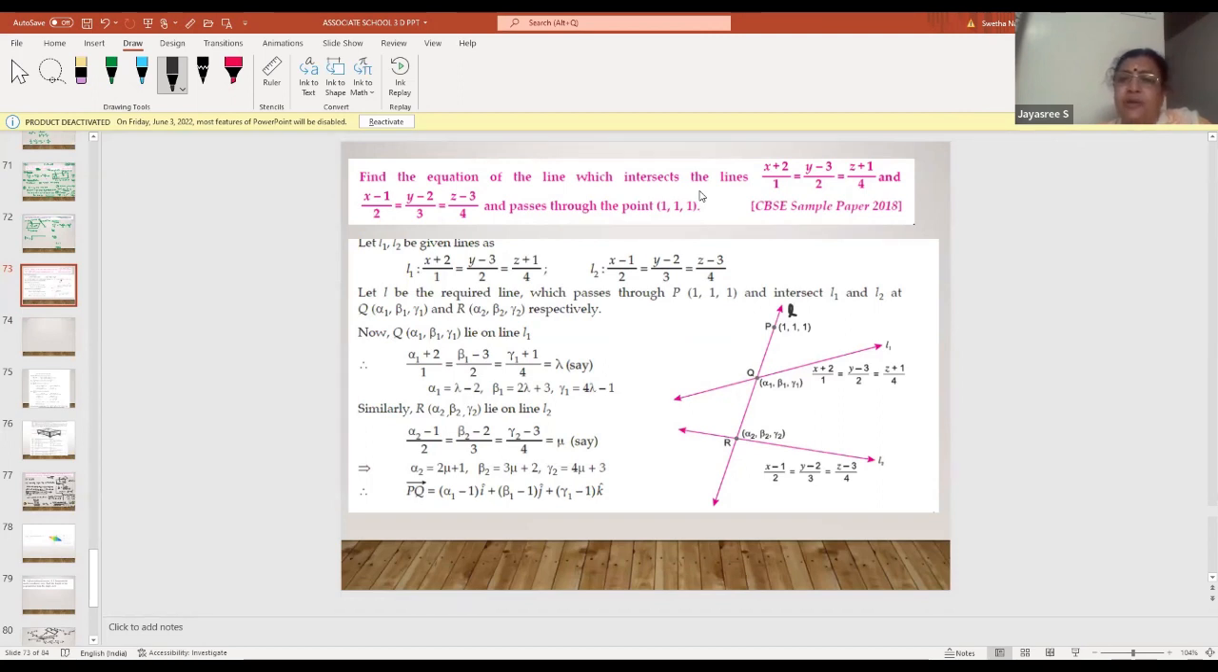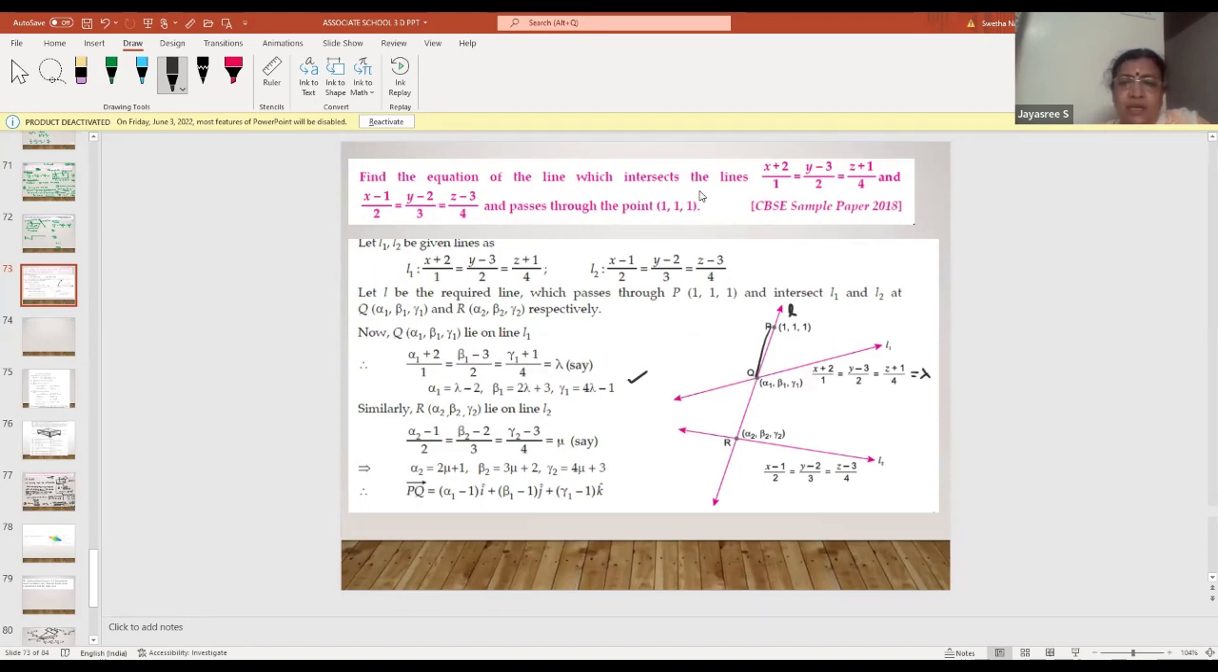I can find alpha 1 by taking the general point with parameter lambda. So here alpha 1 is lambda minus 2. Taking this as lambda, you get alpha 1 as lambda minus 2, and by cross multiplication the general point 2 lambda plus 3, 4 lambda minus 1. Once I get this point, I can find the direction ratio of PQ by subtraction: lambda minus 2 minus 1, 2 lambda plus 3 minus 1, 4 lambda minus 1 minus 1.